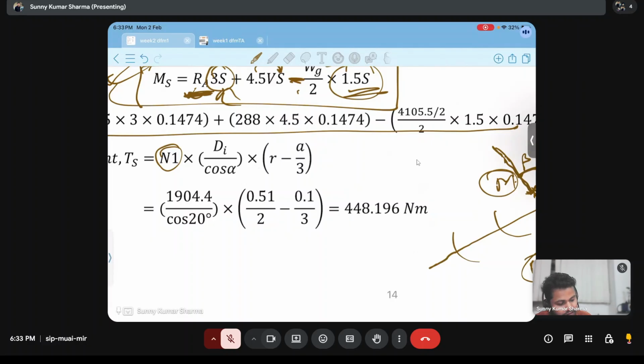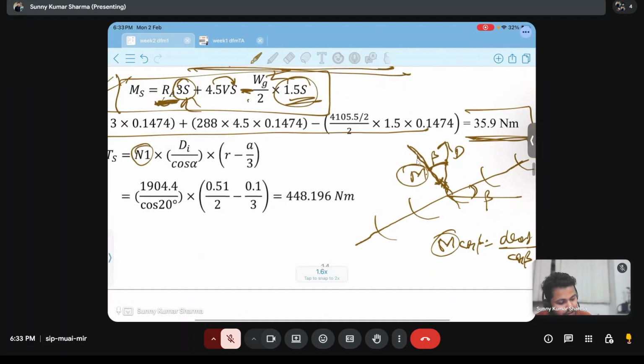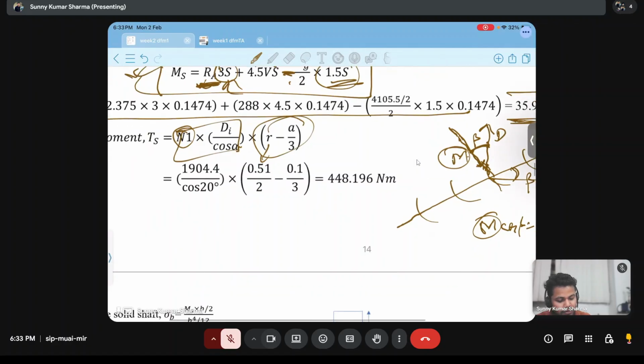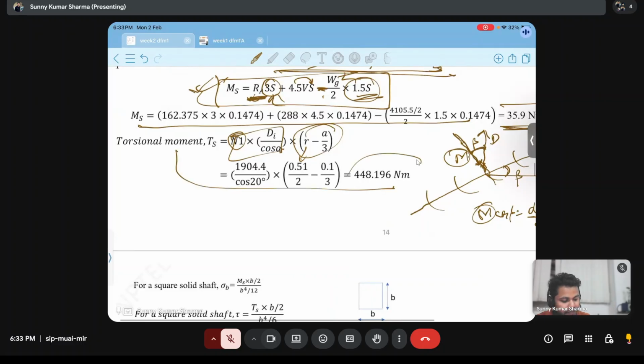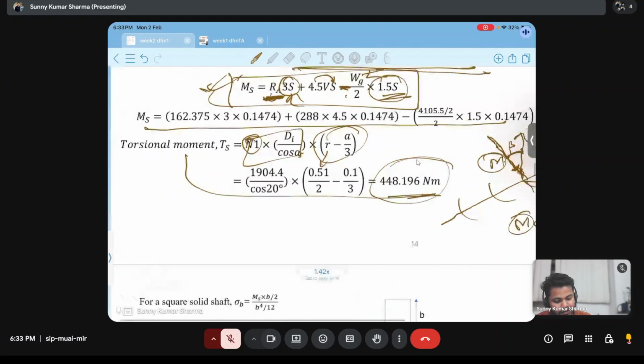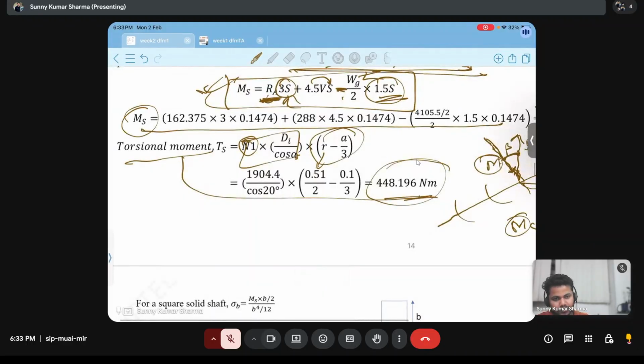N1 is the number of disks in one gang. N1 into draft by cos alpha, and this will act at a distance of r, where r is the radius of the disk, that is, diameter by 2 minus a by 3. At this moment arm, this twisting force will act. So this torsion moment we will get as 448.16196 Newton meter. This is our torsion moment and this is our bending moment.